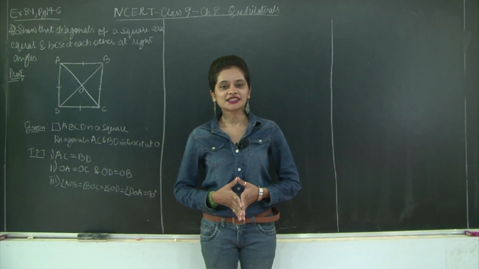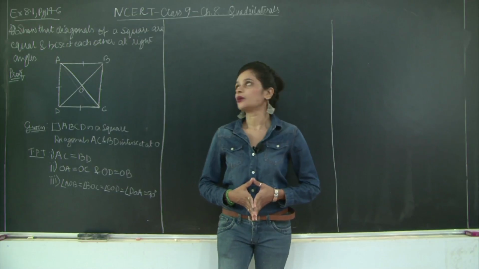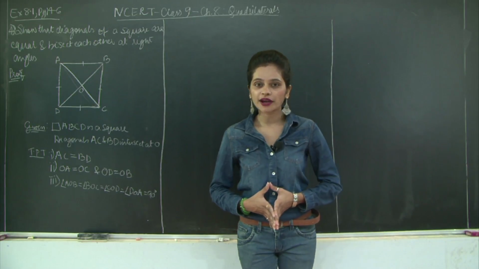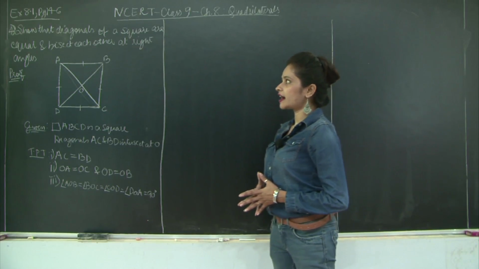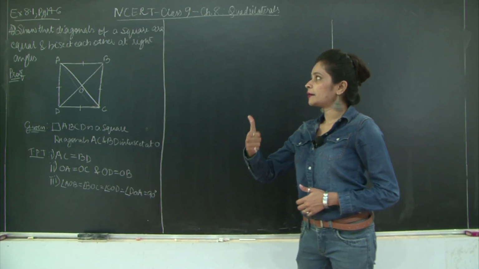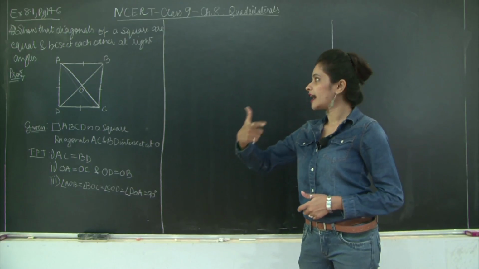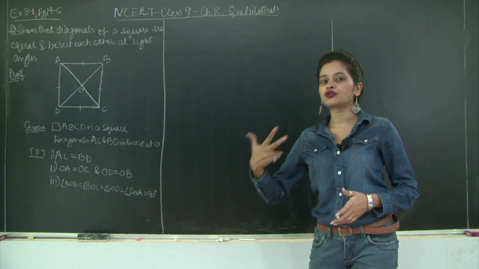Hello students, let us continue with chapter 8 quadrilaterals. We'll continue with exercise 8.1, the fourth question. So we need to show that the diagonals of a square are equal, one, they bisect each other, two, at right angles. So we need to prove three things.